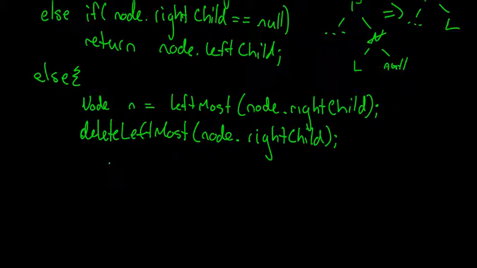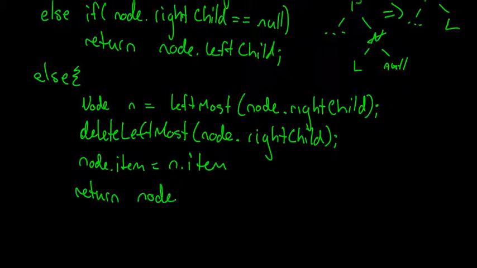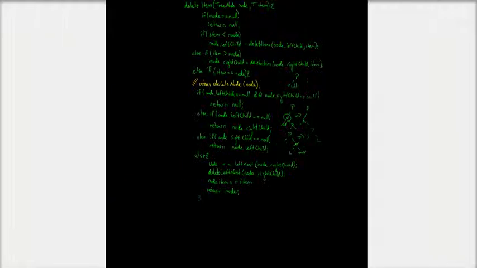And then we will set the node's item equal to the item of the leftmost, therefore deleting the item of the current node and achieving our goal. So we'll set node.item equal to n.item, which I guess we could have done up here. And then we will return the updated node. And that's really all that there is to deleting.